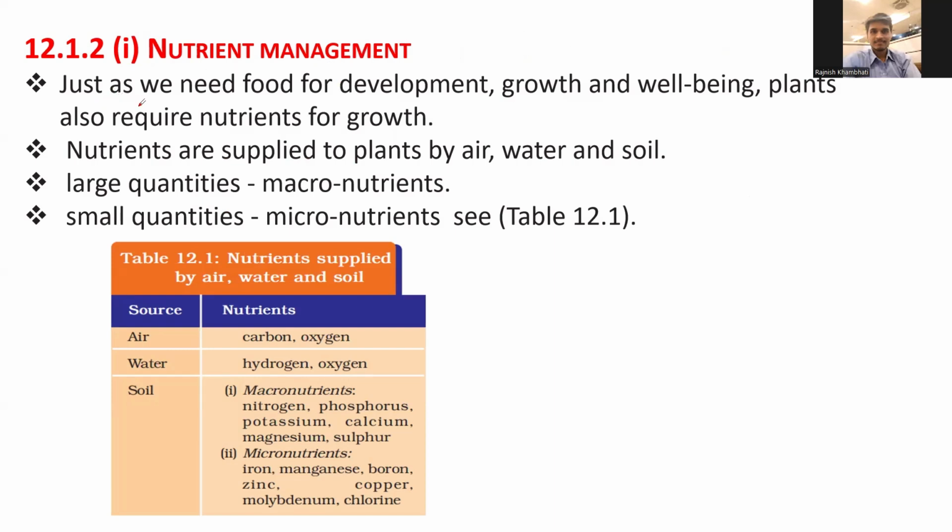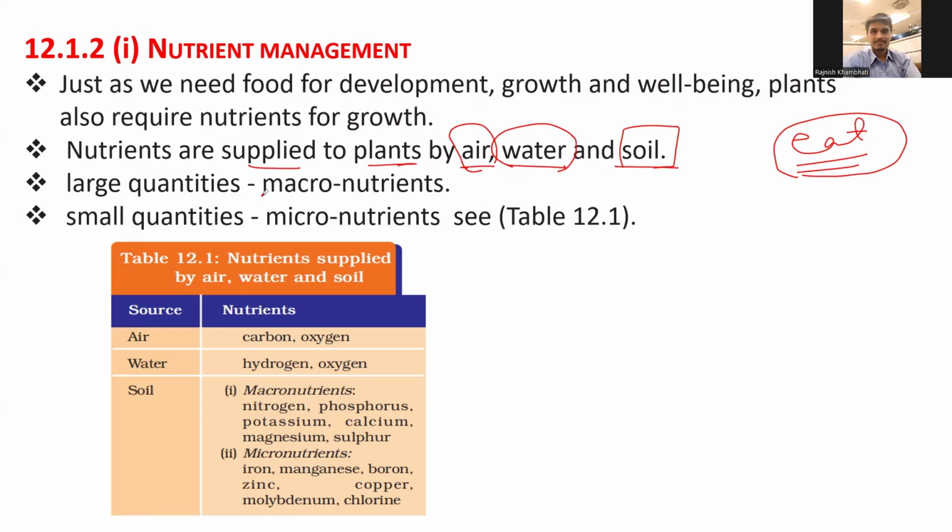How? Let's understand this. Just as we need food for development, growth, and well-being, animals require food for development, growth, and well-being. Similarly, plants also require nutrients for their growth. Plants are also living organisms, and that is why they also require nutrients. Nutrients are supplied to the plants by air, water, and soil. We animals eat. How do we get the nutrients? Via food. But how will plants get their nutrients? Plants will get their nutrients from air, from water, and from soil, from three different places.